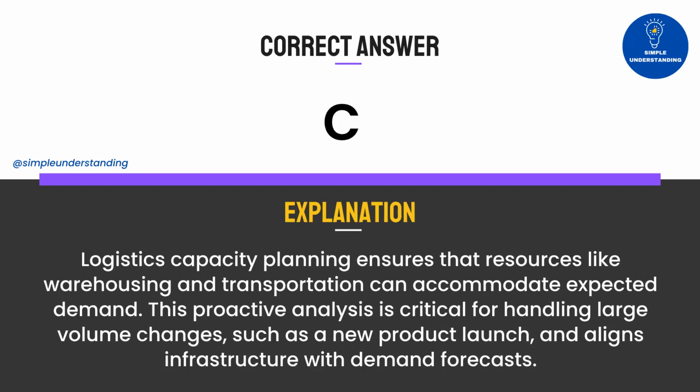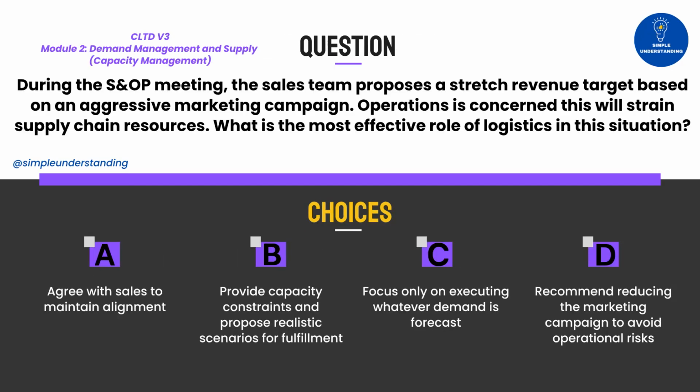Explanation. Logistics capacity planning ensures that resources like warehousing and transportation can accommodate expected demand. This proactive analysis is critical for handling large volume changes, such as a new product launch, and aligns infrastructure with demand forecasts.